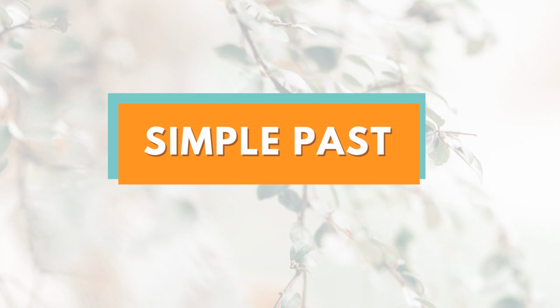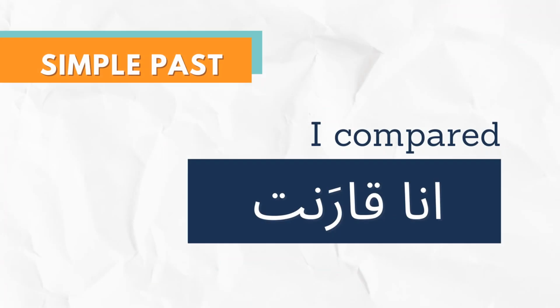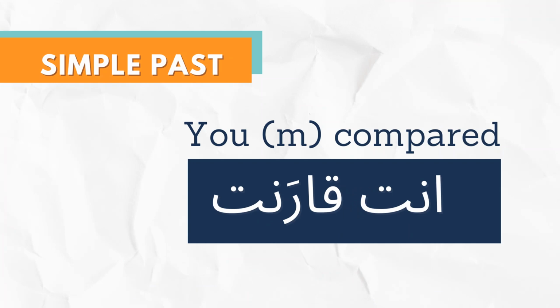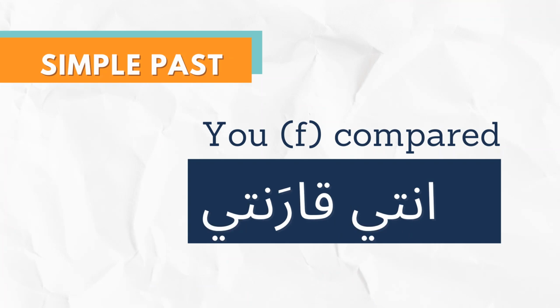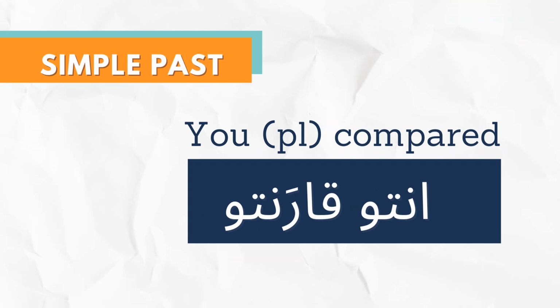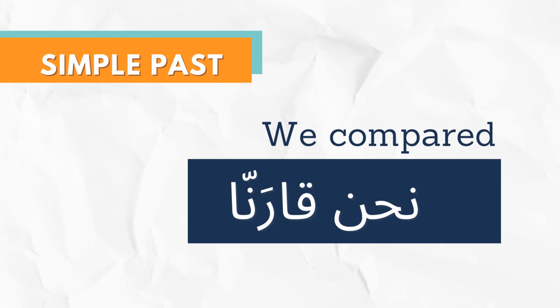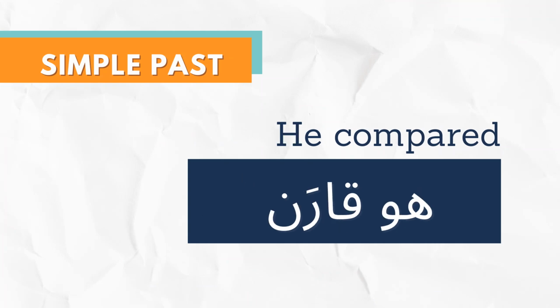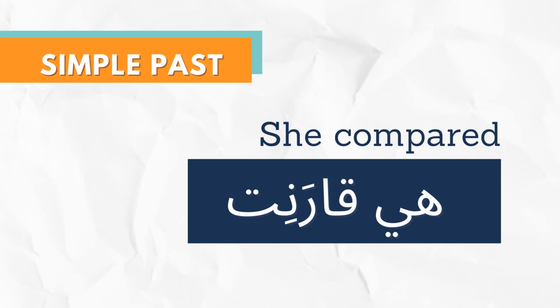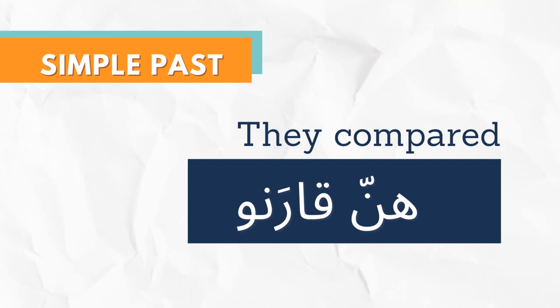Let's see how we conjugate the verb in the simple past. أنا آرنت. أنت آرنت. أنتي آرنتي. أنتو آرنتو. نحن آرنا. هو آرن. هي آرنت. هنن آرنو.